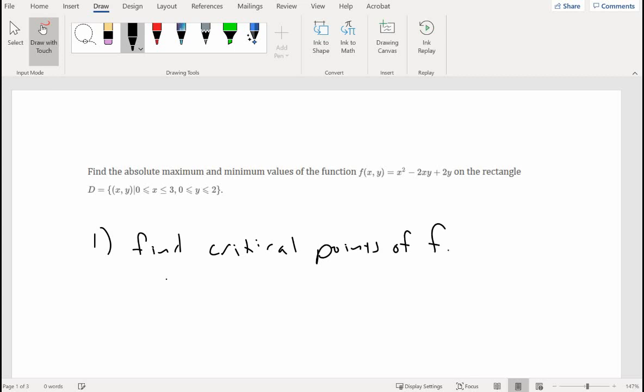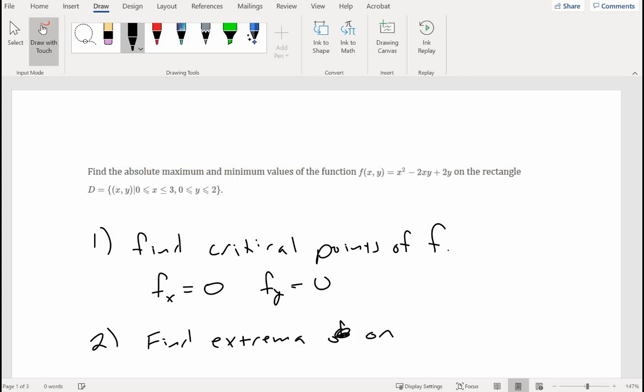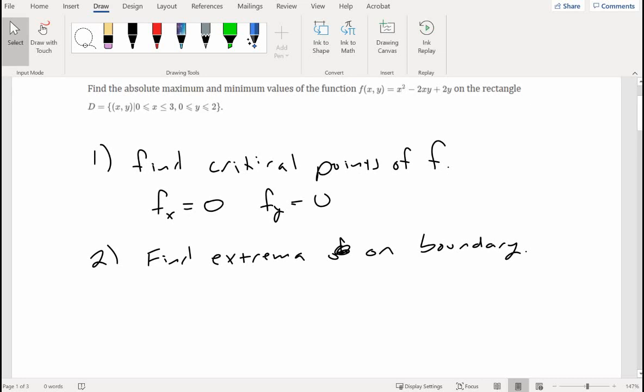Remember, that is when the partial derivative of f with respect to x is equal to 0, and when the partial with respect to y is equal to 0. Then the second thing is to find all of the extreme values, or the extrema, on the boundary. And then the last thing is you just compare those and figure out, out of all of those, which one's the biggest, which one's the smallest.